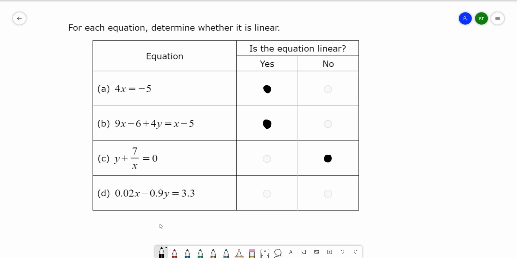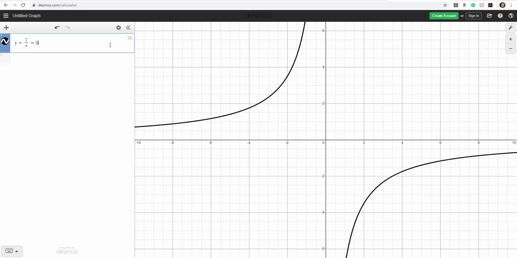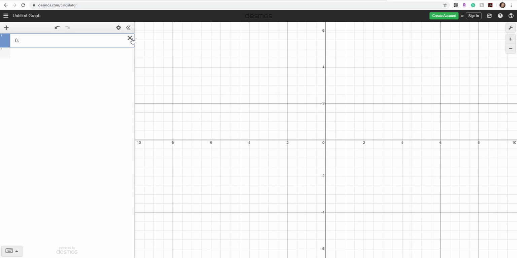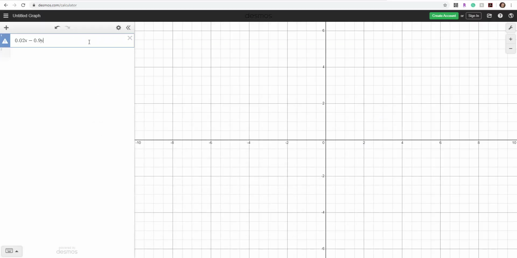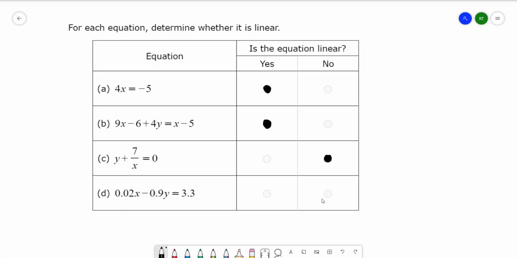And then the next one, 0.02x minus 0.9y. So let me clear this out. 0.02x minus 0.9y equals 3.3. And you can see here again, straight line. It's linear. So I go back and then I just put, yes, the equation is linear.